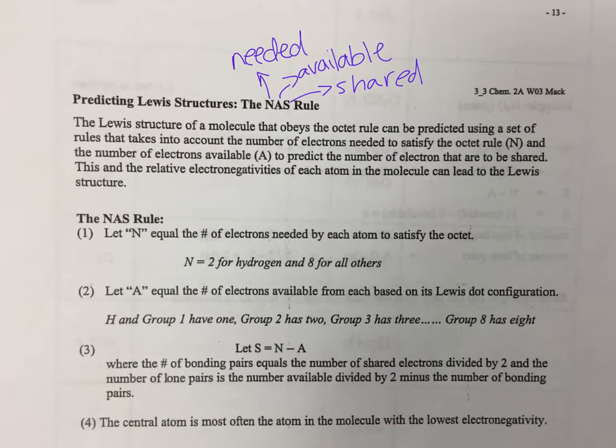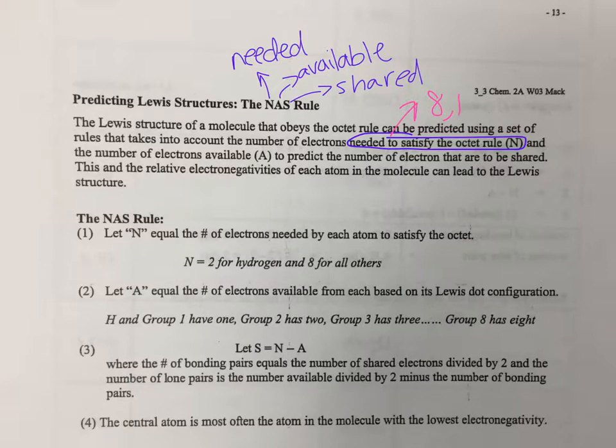All right. Let's look at this little paragraph. It says the Lewis structure of a molecule based on the octet rule can be predicted using a set of rules that take into account the number of electrons needed, okay? So when we say needed, all of them are 8. Where do I want you to write this? I'm going to write it above it. So 8, except for who?